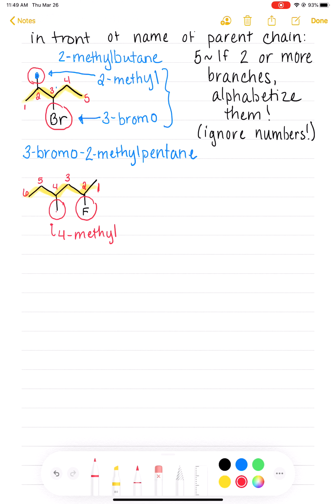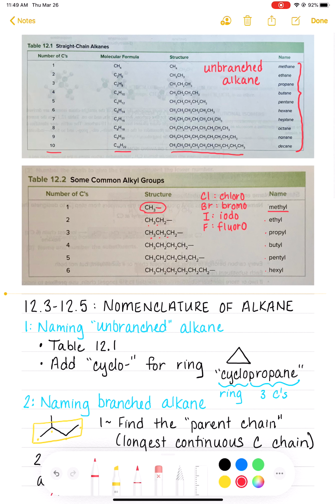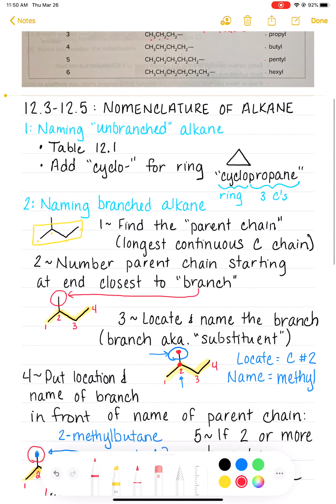Now let's go with our other branch. Location first, it's located on carbon number 2, and its name, let's scroll back up, it's a fluorine, so its name is fluoro.